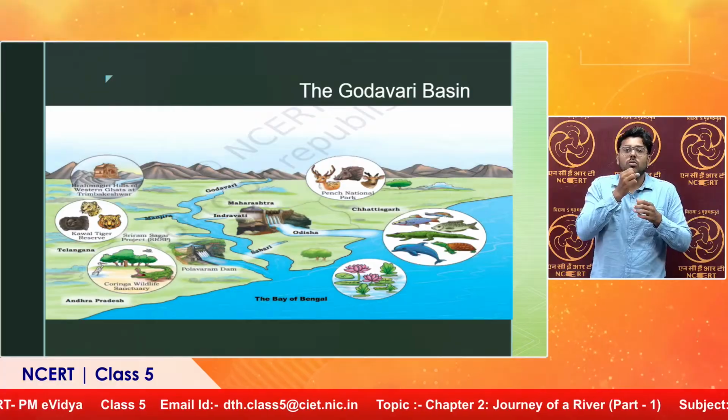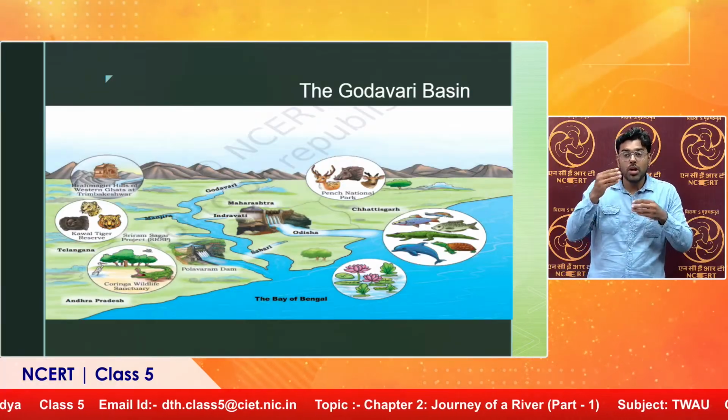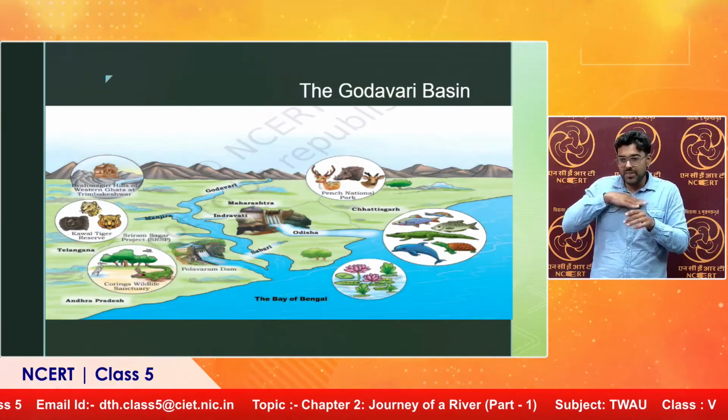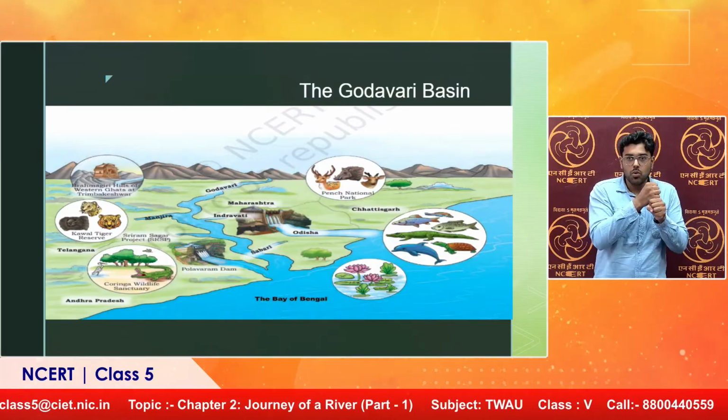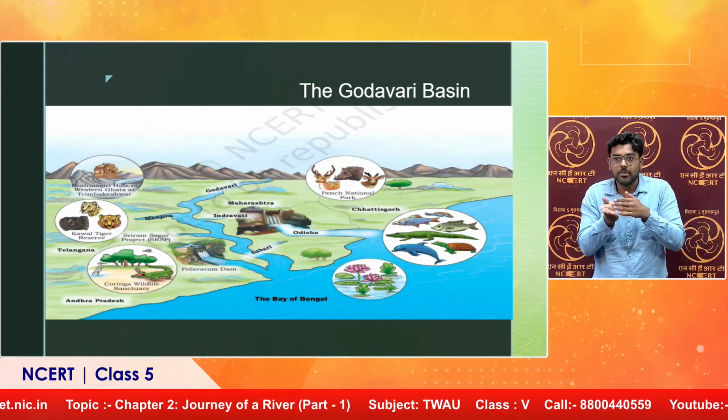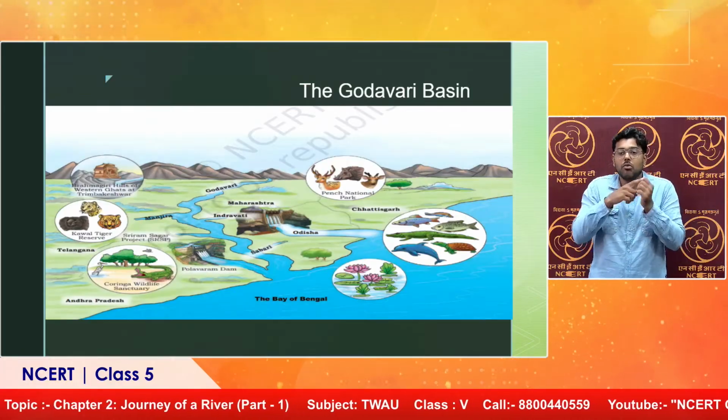When it rains over this large part of the area, the rainwater rolls down into Godavari, and Godavari takes this water to the Bay of Bengal. This is how a river system works.